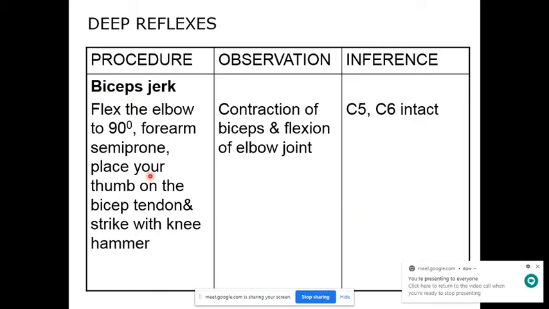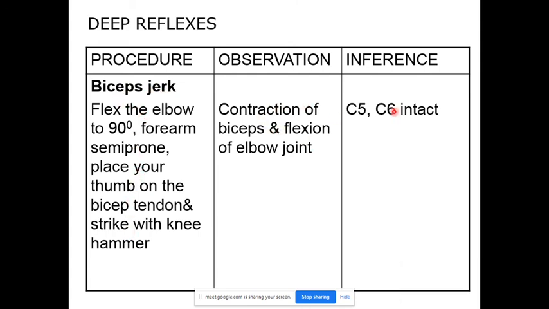Biceps jerk. Here they are given the procedure. If you want, you can just remember it. Mainly write the name of the reflex, write the observation, and write the inference. If you don't write the procedure, it doesn't really matter. So in biceps jerk, what did you see? You saw the contraction of the biceps muscle by seeing a small flexion at the elbow joint. What does it mean? That root C5 and C6 is normal, intact.